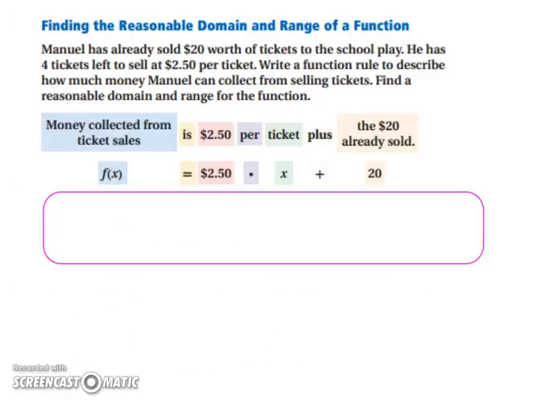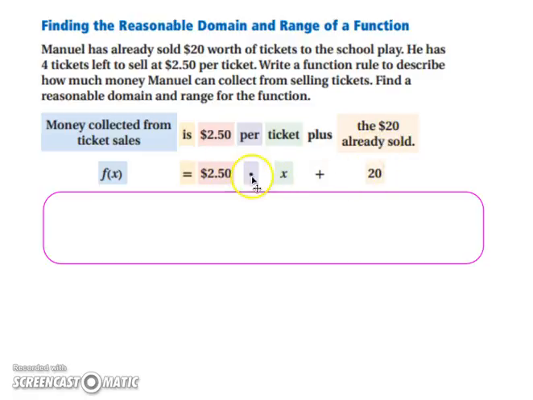Alright, so now let's look at finding the reasonable domain and range of a function. So Manuel has already sold $20 worth of tickets to the school play. He has 4 tickets left to sell at $2.50 per ticket. Write a function rule to describe how much money Manuel can collect from selling tickets. Find a reasonable domain and range for the function. So let's start with our rule. So the money collected from ticket sales is $2.50 per ticket, plus the $20 he's already sold.